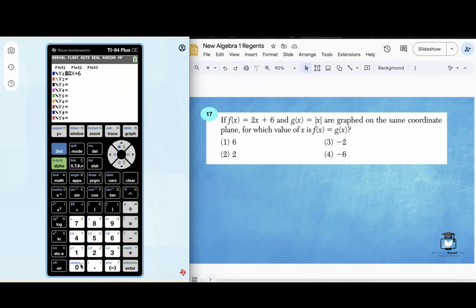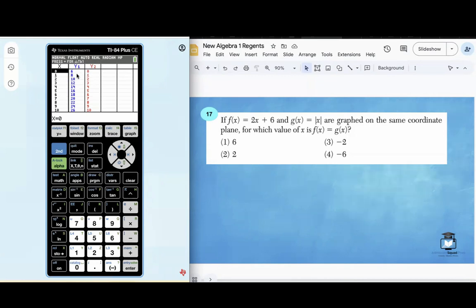Remember, second 0 is where you can grab the absolute value function. So we will press enter because it's the first one here. And now we have the absolute value of x. So just make sure you hit the variable on the inside right here. Now we're going to check out the table of values. So we're going to hit second graph. And the question is asking for what value of x is f of x equal to g of x. So I'm going to scan through to see when the y values are the same.